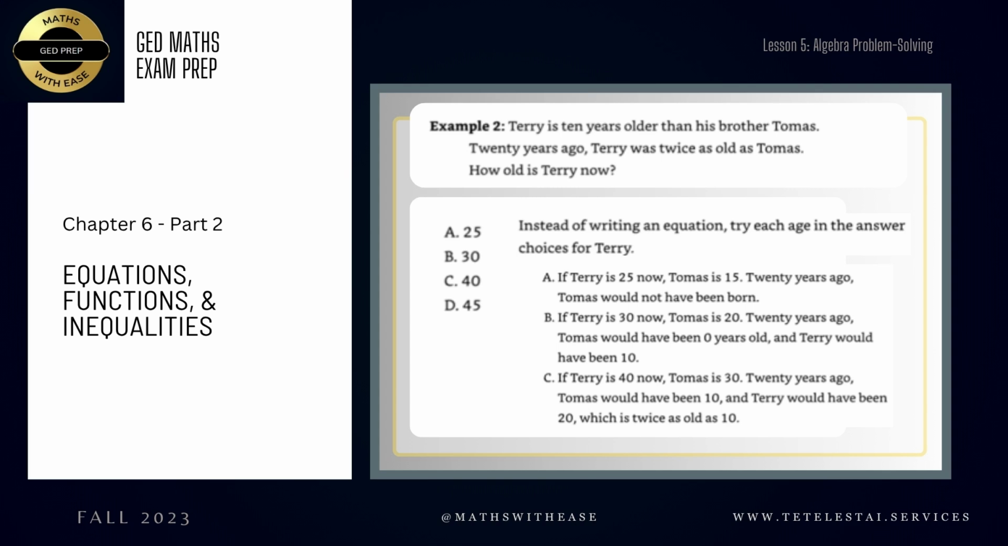Let's go back in time 20 years. 20 years ago, Lisa's mom would have been 40 minus 20, which is 20. So she would have been 20 years old. And Lisa would have been 30 minus 20, or 10 years old. And so 20 years ago, Lisa's mom would have been twice as old as Lisa. Why? Because Lisa's mom would have been 20 and Lisa would have been 10.